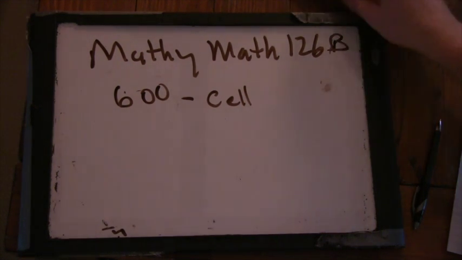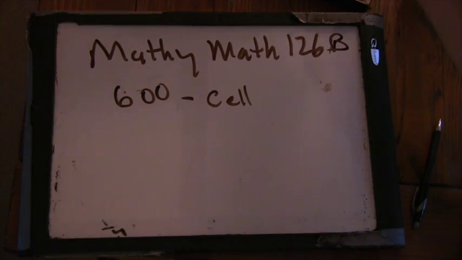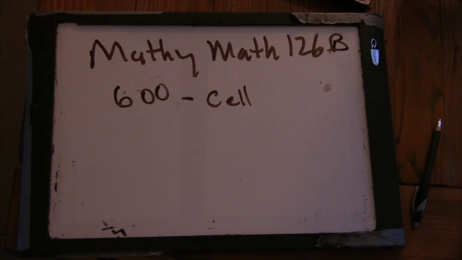Okay, so now we're going to take a look at the 600 cell. We have never built a 600 cell. We actually built a version of the 120 cell, the stellated 120 cell. But we've never built a 600 cell. What do you know about a 600 cell? Well, it's made of 600 tetrahedrons.